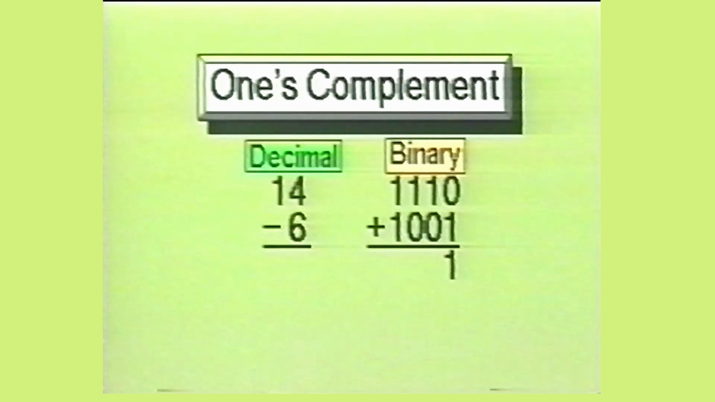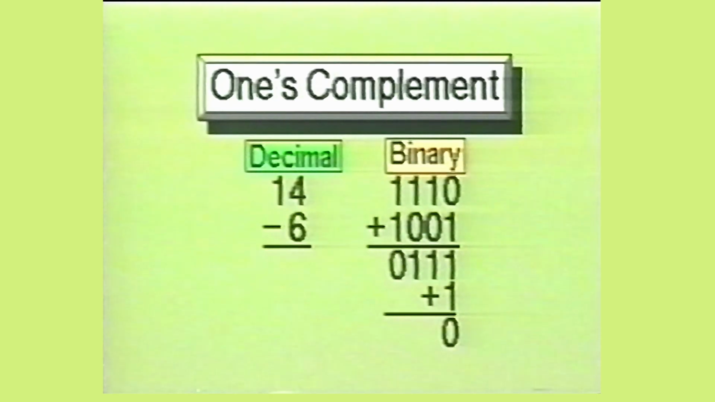You already know that 0 plus 1 equals 1. 1 plus 0 equals 1. 1 plus 0 equals 1. And 1 plus 1 equals 0, carry 1. Next, we add the carry bit to the least significant bit. 1 plus 1 equals 0, carry 1. 1 plus 1 equals 0, carry 1. 1 plus 1 equals 0, again carry 1. And 1 plus 0 equals 1. When binary number 1000 is converted into decimal, it equals 8, which is the answer to our problem of 14 minus 6.